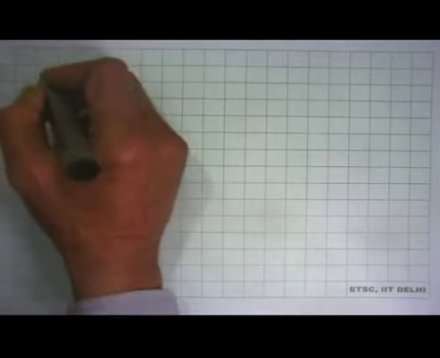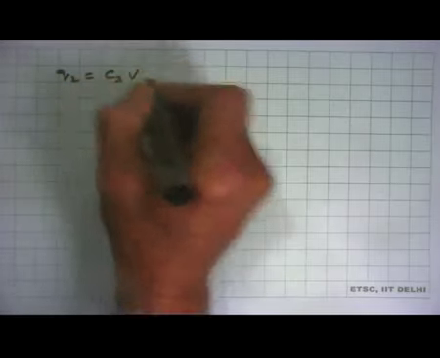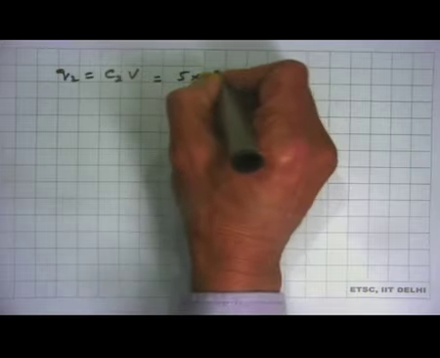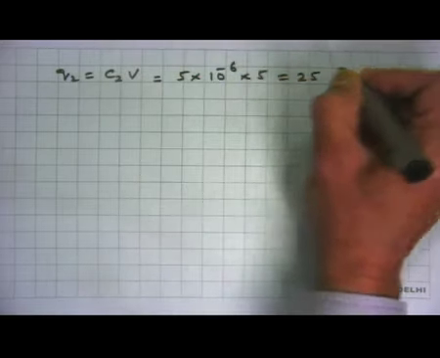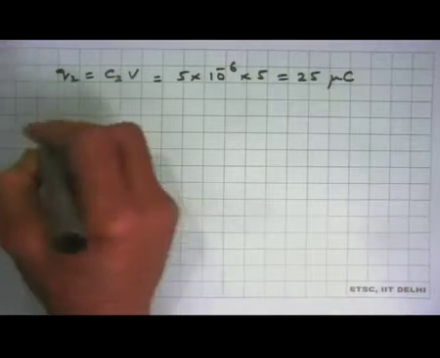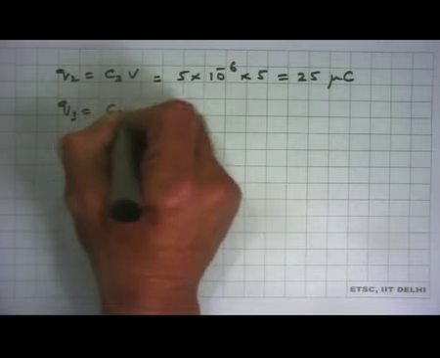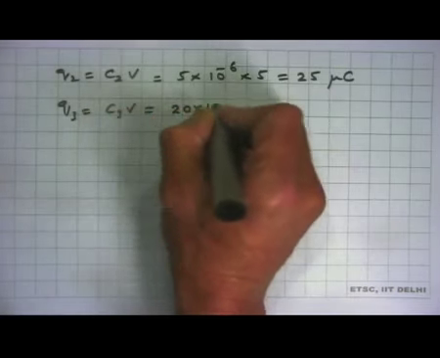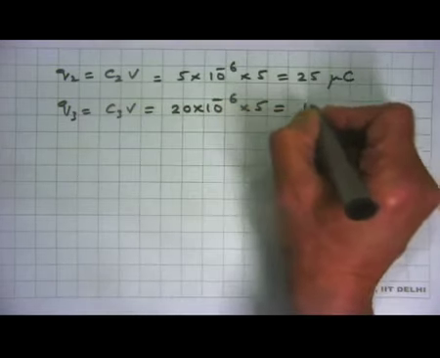So, Q2 is equal to C2 into V. So, C2 was 5 microfarads into 5 volts, which is 25 microcoulomb, and Q3 is equal to C3 into V, which is 20 into 10 to the minus 6 into 5 volts, which is 100 microcoulomb.